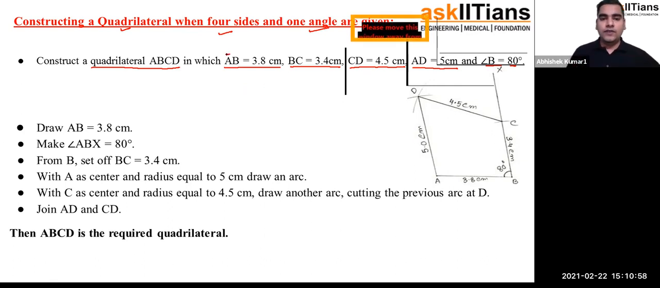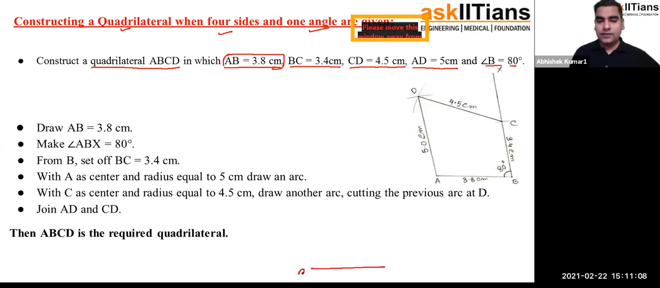All right. What are we provided here? We are provided the length of AB, which is 3.8. So I am making a rough quadrilateral here just to see what I am going to get. So AB is, let's say, this value. So I know this dimension, right? This is 3.8.